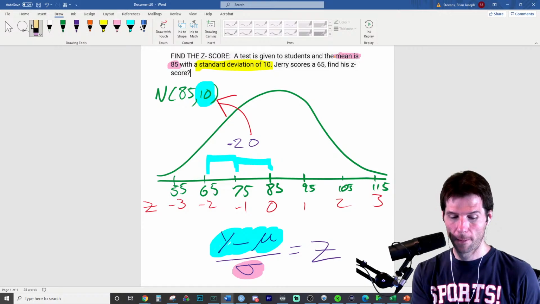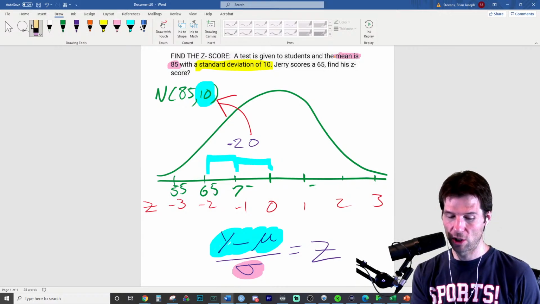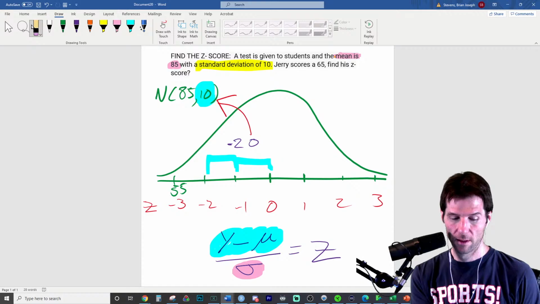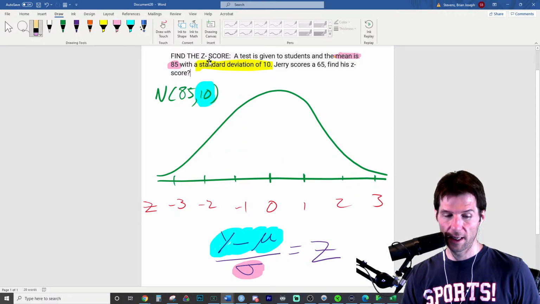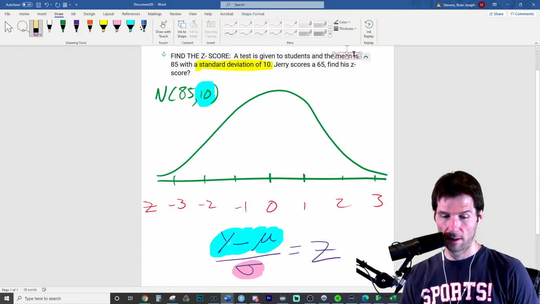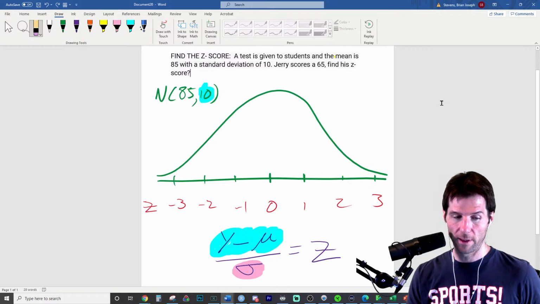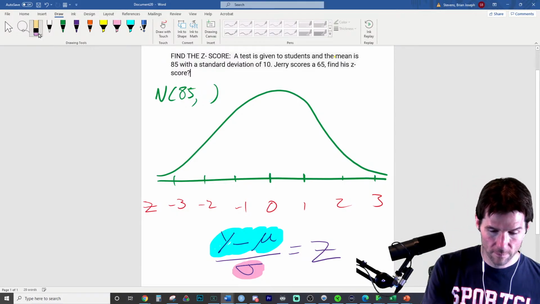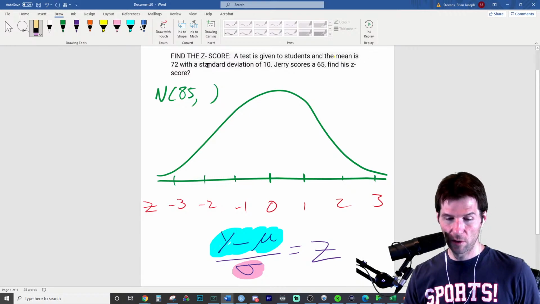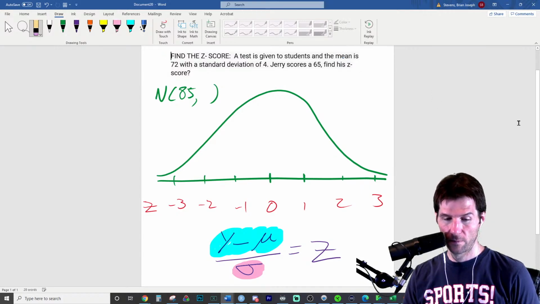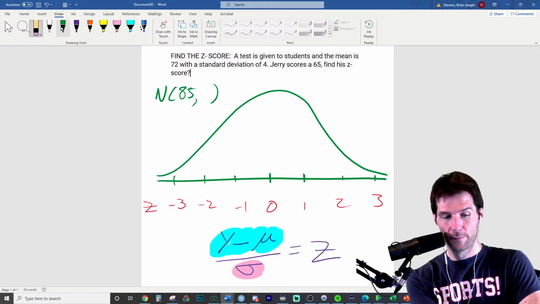Let's change these numbers. So let's change the numbers right here. This changes the context of the problem. I'm not going to give you the answer. Okay, so this is practicing z-scores right here. Okay, let's change this right here to a test with a mean of 72 and a standard deviation of 4. And I want to know what Jerry's z-score is.